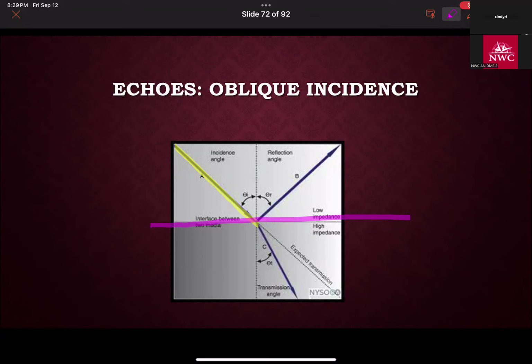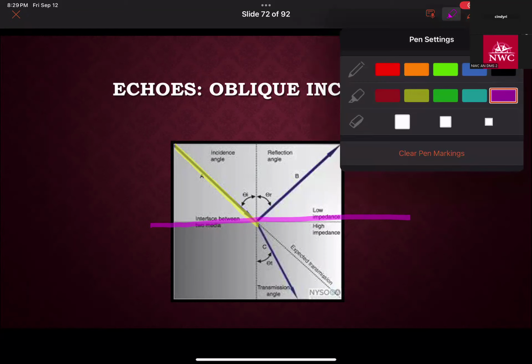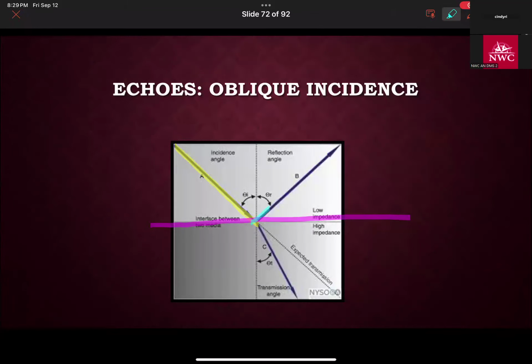So if you look at this sound wave, it is traveling in a direction that is oblique to the tissue interface, or the boundary between two media. The sound wave that is reflected, as you can see, is going in a different direction. That reflection is described as not returning to the transducer, and you can see that from the picture. It's described as being equal but opposite of the incidence.